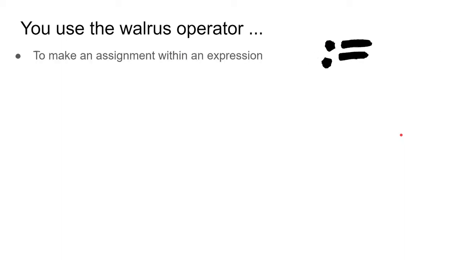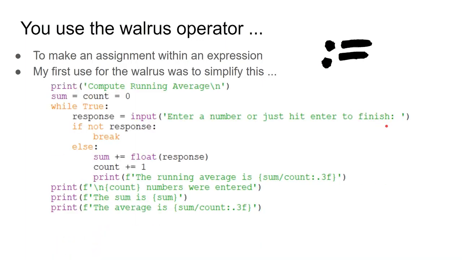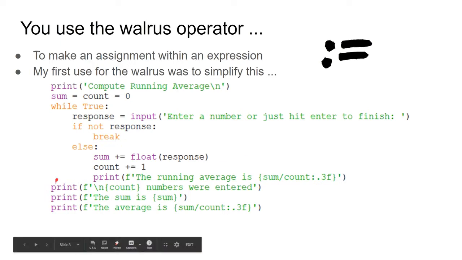You use the Walrus Operator to make an assignment within an expression, and my first use was to simplify this program. This program computes a running average, and it runs in this while true loop, and it gets input from a user, and when the user just hits enter instead of entering a number, then if not response is true, and the program breaks. And the loop breaks, and you end up printing the result.